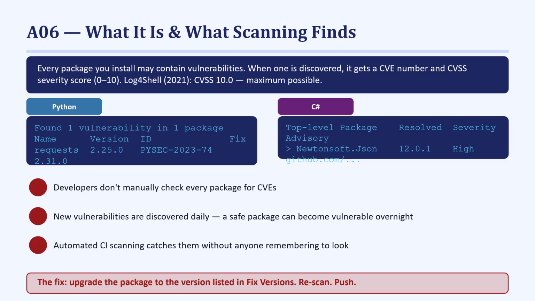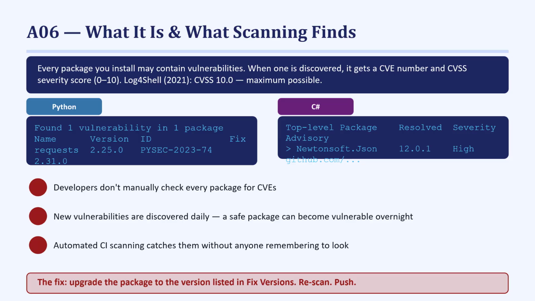So we want to do dependency scanning sometimes in our CI pipeline. That way developers don't need to manually check every package they install for vulnerabilities. New vulnerabilities are discovered daily against packages that maybe were safe yesterday, and automated scanning is going to catch them without anyone having to remember to look. So there can be some automation to this, and you can also do this locally on your end. But keeping on top of your packages and not letting things go stale is a big way to improve your application security.